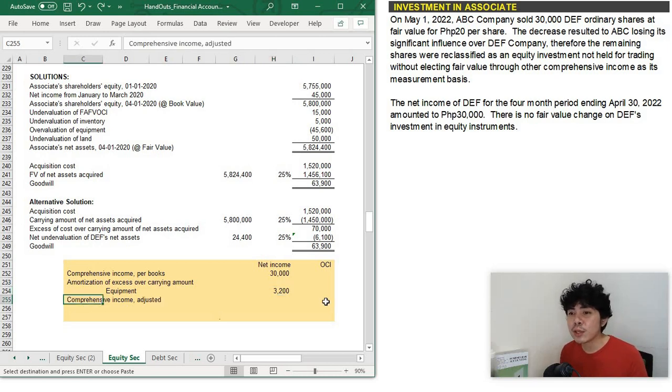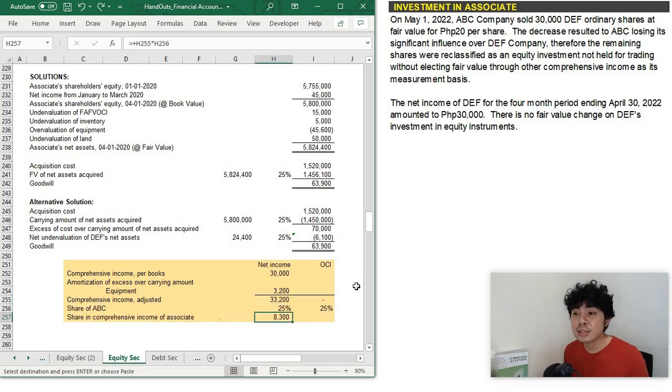So, meron tayo ngayong adjusted na 33,200 na net income. So, yan na yung net income sa 4 na buwan ni DEF company. Siyempre, sa point of view natin. At siyempre, wala siyang OCI. So, kukunin lang natin yung share natin dyan, which is 25%. So, ang share natin dyan is 8,300. So, yan yung amount na i-record natin as an increase in our investment in associate for 4 months.